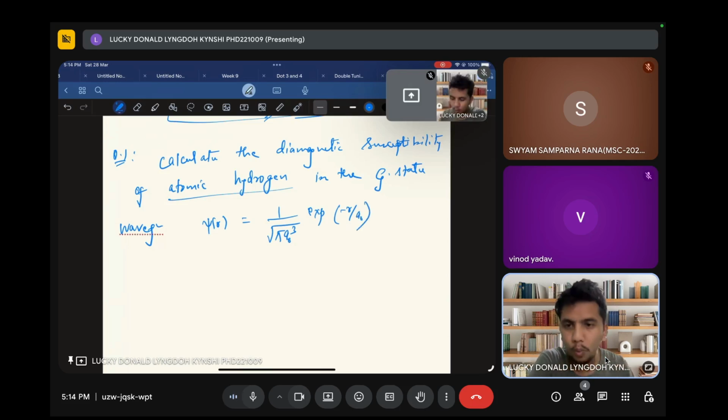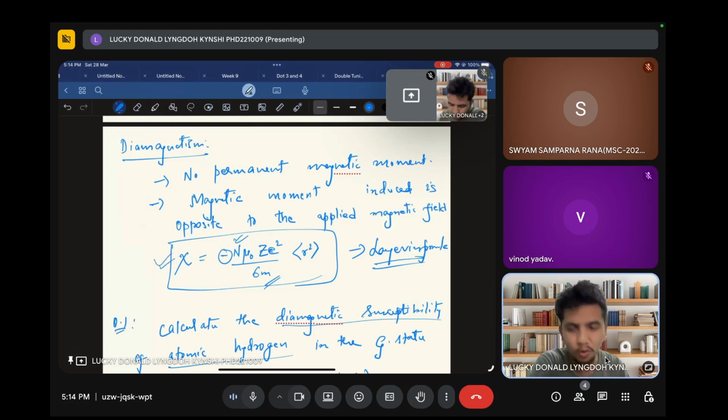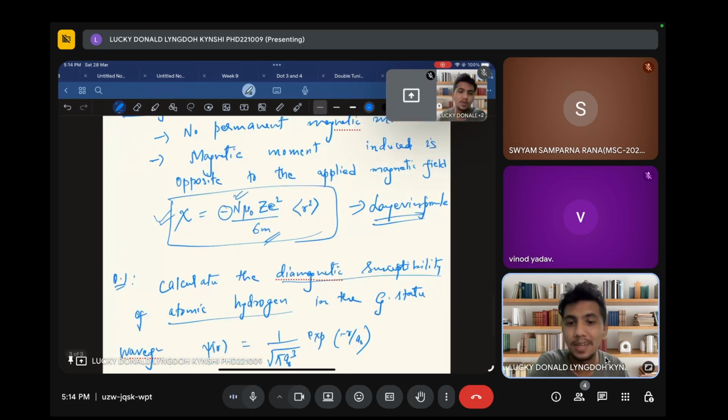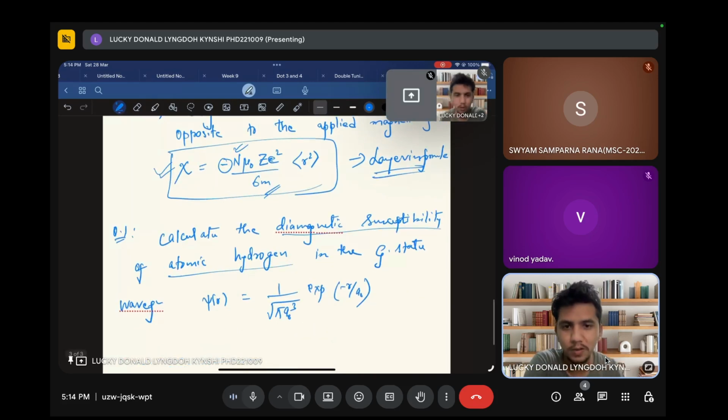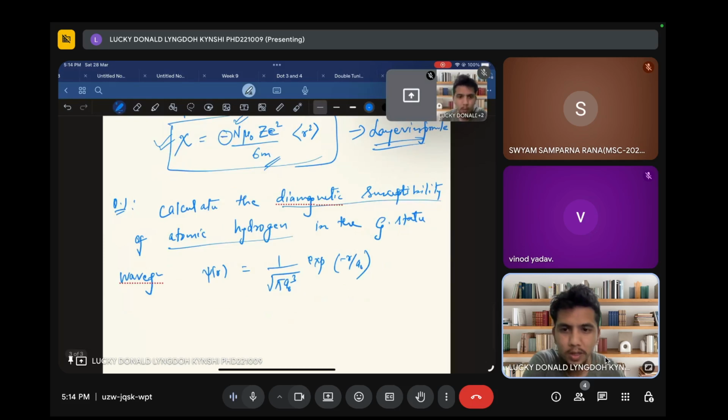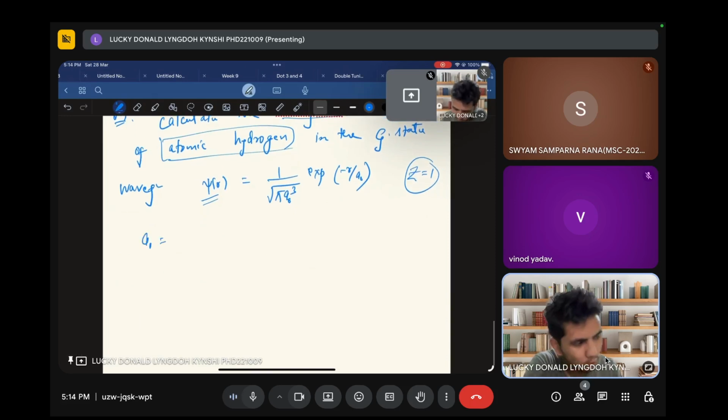So what do you have to find out? You have to find out the diamagnetic susceptibility, and it is given by this formula: psi is equal to minus n mu naught Z e square by 6m times the average r square, where r square is the average distance. Also given to you is the wave function, and you have to calculate the diamagnetic susceptibility of a hydrogen atom. Hydrogen atom means Z equal to 1. Also given is a naught equal to 0.46 angstrom, and n is 2.69 into 10 to the power 28 per meter cube.